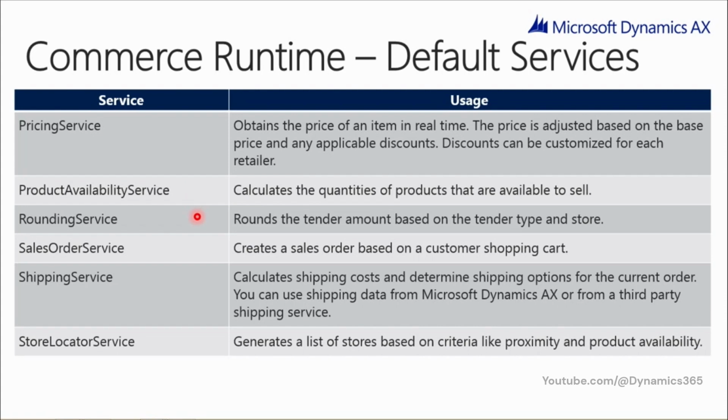Rounding service can be used to round the tender amount. Sales order service can be used to create a sales order based on customer shopping cart. Shipping service can be used to calculate shipping costs and determine shipping options for the current order. Store locator service can be used to list the stores based on criteria like proximity and product availability.